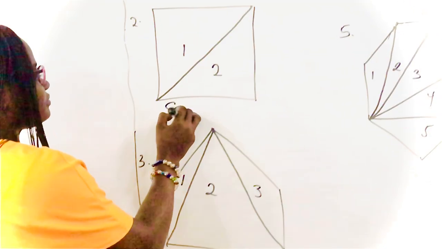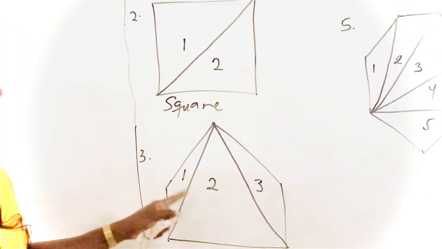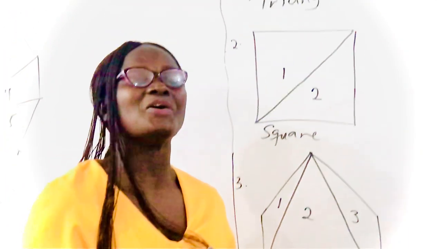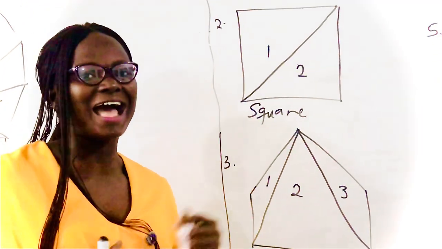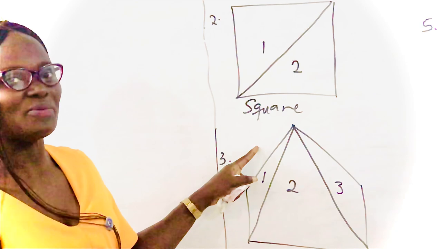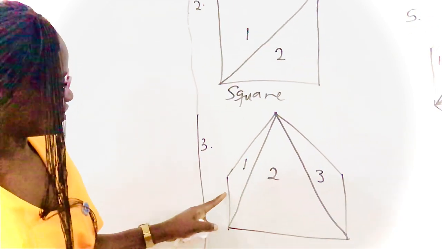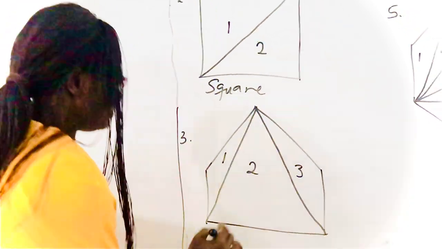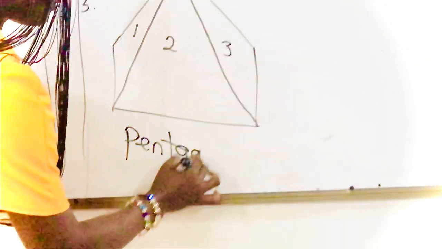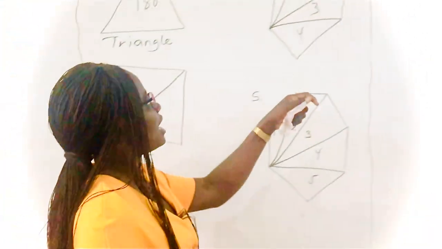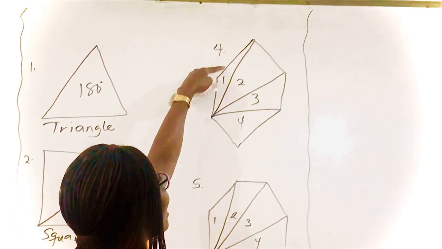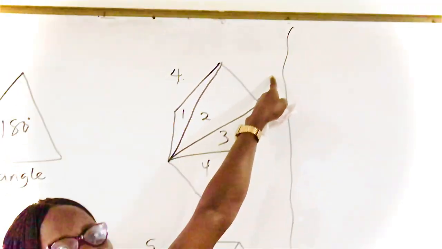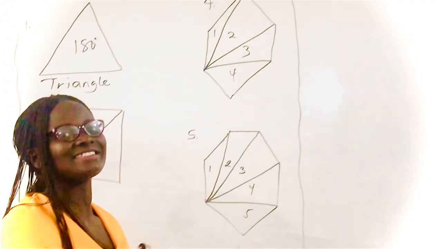This is a square. Then this one has five sides. I told you that we name polygons based on the number of sides and angles they have. So how many sides do we have over here? 1, 2, 3, 4, 5. So it is called a pentagon. Let's go to the other side. How many sides are we having? 1, 2, 3, 4, 5, 6. Excellent. And we call it a hexagon.